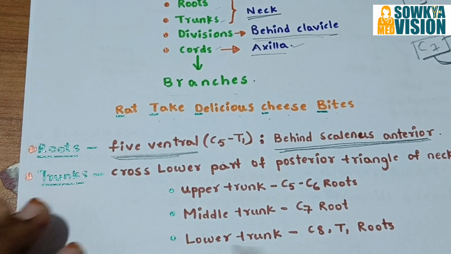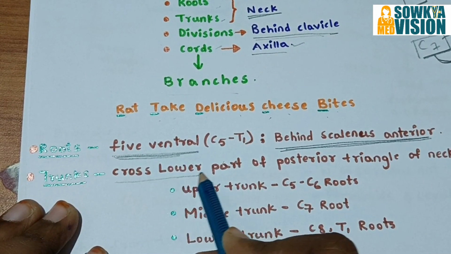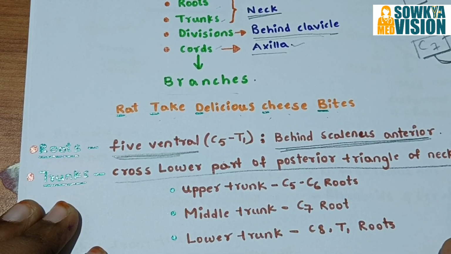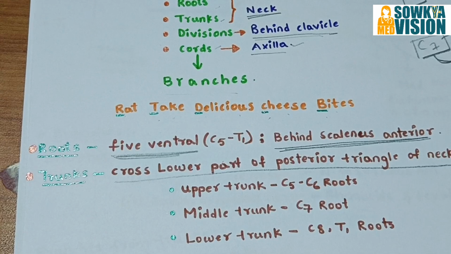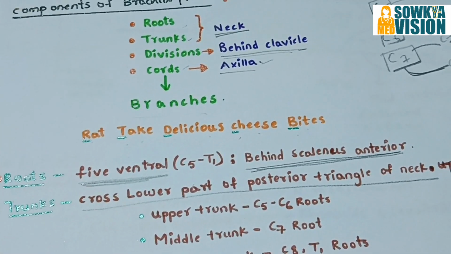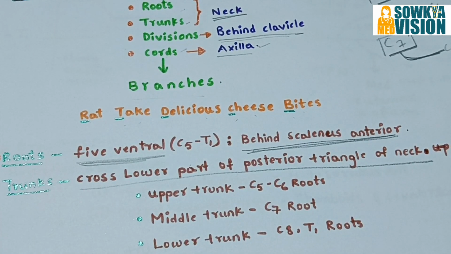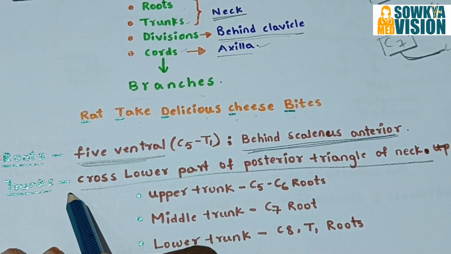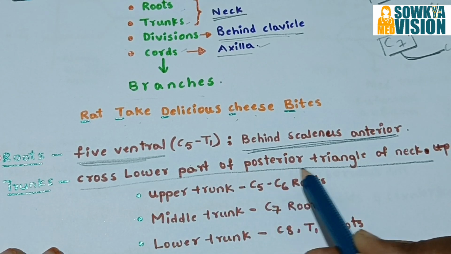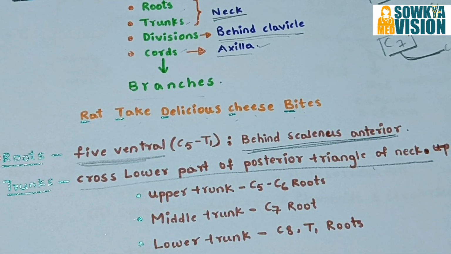Now trunks. The trunks cross the lower part of the posterior triangle of the neck. See, our neck is divided into different triangles to make study easier. To remember the gross features easily, the neck is divided into triangles. So there is a posterior triangle and an anterior triangle majorly in the neck. So the trunks cross the lower part of the posterior triangle of the neck.